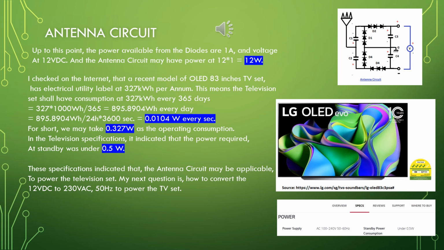I checked on the internet that a recent model of OLED 83 inch TV set has an electrical utility label at 327 kilowatt-hour per annum. This means the television set shall have consumption at 327 kilowatt-hours every 365 days, equal to 327 times 1000 watt-hour divided by 365, equal to 895.8904 watt-hours every day.